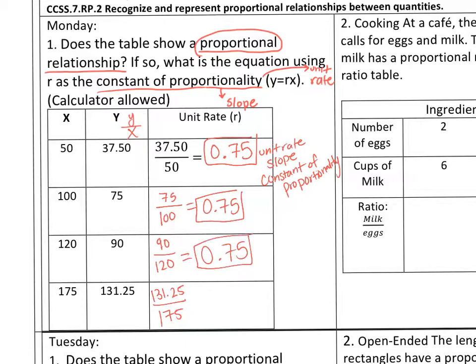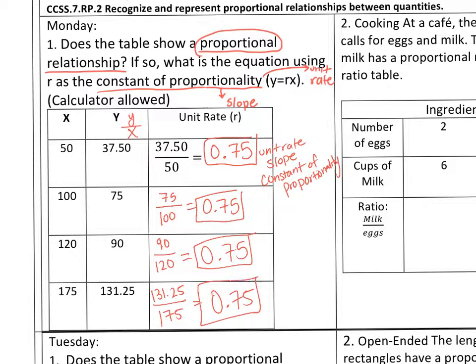So it checks out. And the last one, I know some of you might think it's just going to be 0.75 and it's easy to assume, but you actually do have to double check it because on SBAC and on questions like this, they're going to want you to check every single one. Don't assume that each one is equal to the same thing. You do have to check each one. So 131.25 divided by 175 is in fact 0.75.